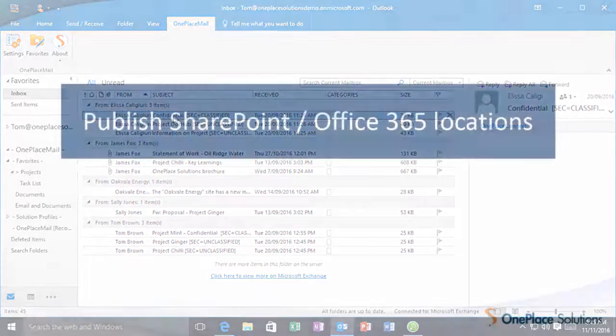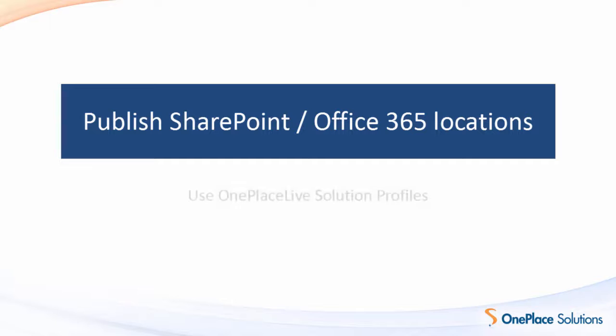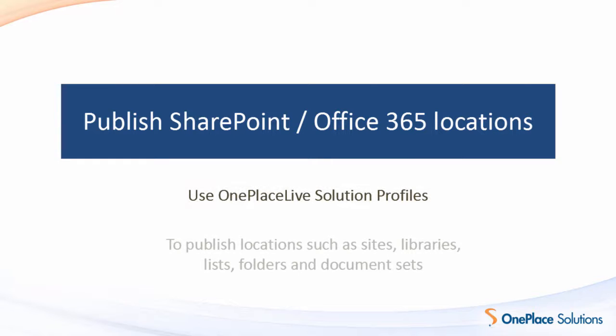For an enterprise deployment, you can essentially publish one or more locations such as sites, libraries, lists, folders, and document sets using OnePlace Live solution profiles. You're now set to start using OnePlace Mail and OnePlace Docs.